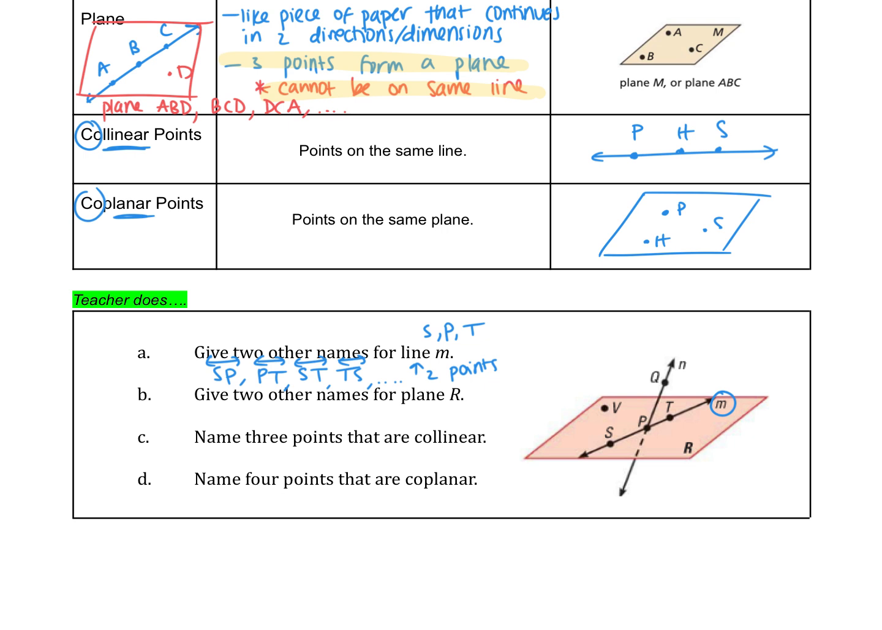Okay, so B, give 2 other names for plane R. So we see that capital R, that's a plane. So this plane contains points V, S, P, and T. So we have 4 different letters to choose from. That being said, a plane only needs 3 points. So here's my question to us. Can I choose any 3 points that I want from these?